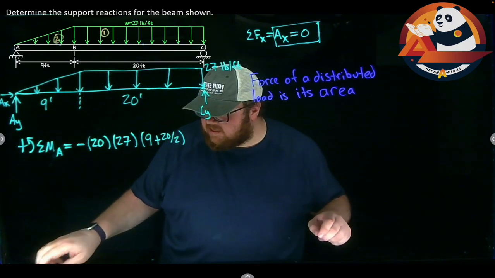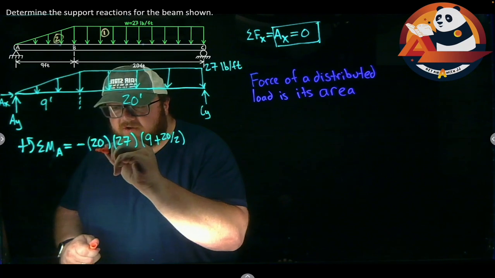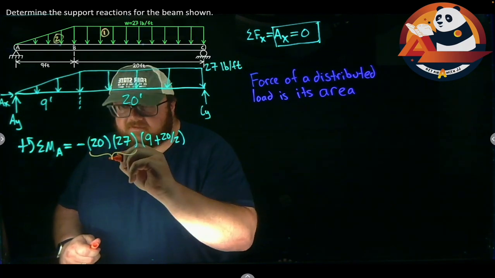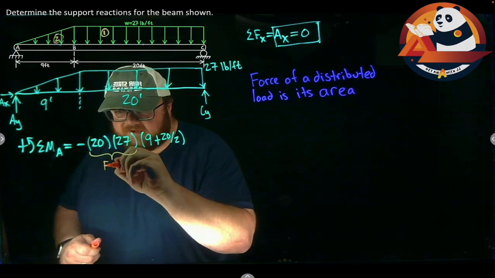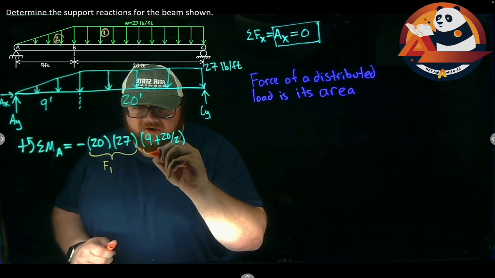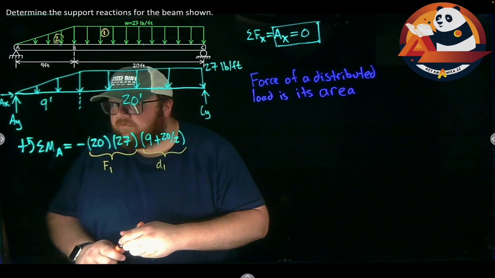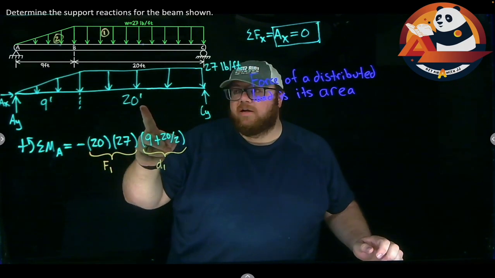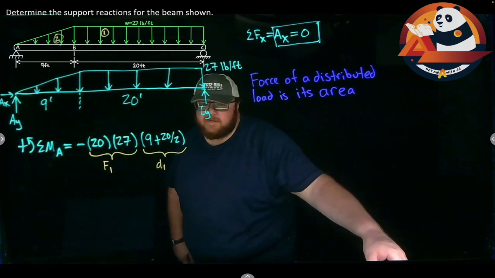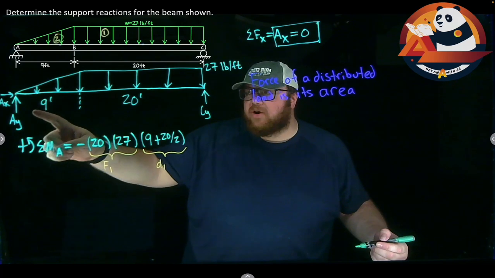But our two pieces in here are really, this first one was just what's my force. Force from area 1, so F1. That second one was my distance from A to the midpoint of my rectangle. That'd be one of them. Let's get that triangle in there then.